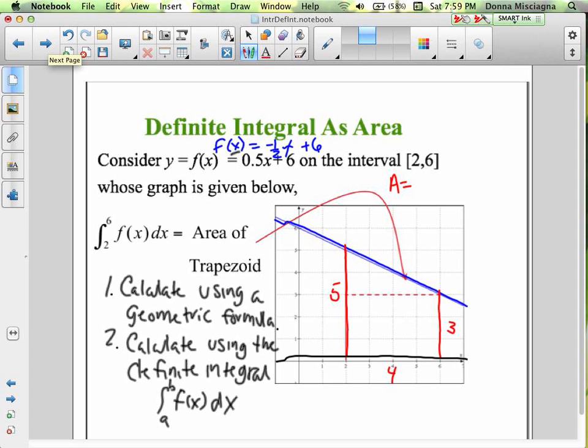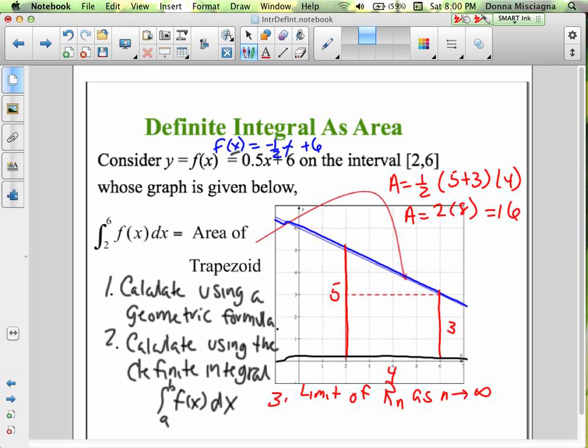So I have method 1, I have method 2, and method 3 I didn't write in here. We'll write it up here, I guess. The 3rd one that we're going to use is going to be the limit of right Riemann sums as n goes to infinity. So the area as a geometric shape is 1/2 times 5 plus 3 times 4. Half of 4 is 2, and 2 times 8 would be 16. All right, so that's what we got as the area.